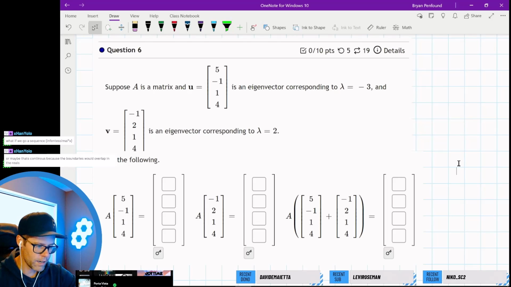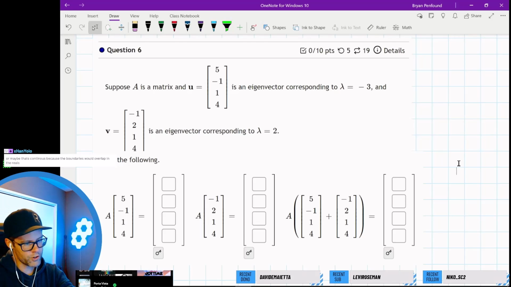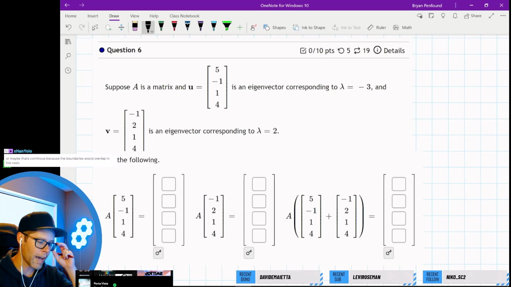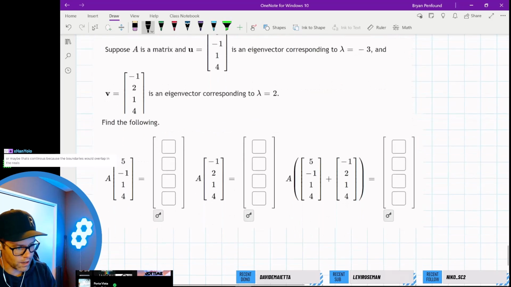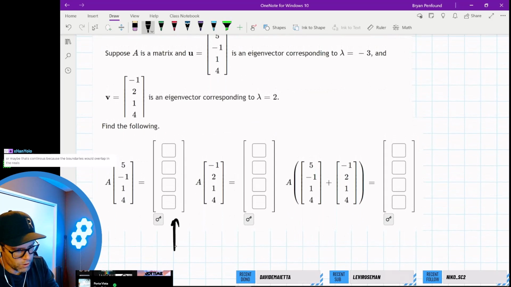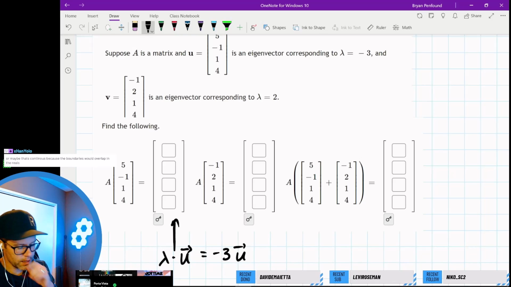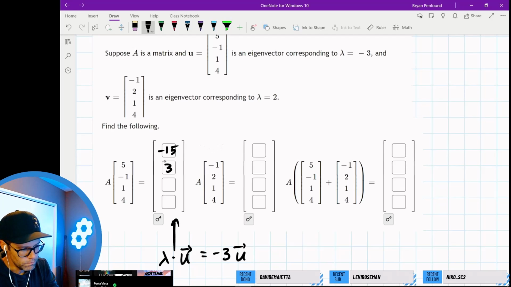So question 6, suppose A is a matrix and u is an eigenvector corresponding to lambda equals negative 3. v is an eigenvector corresponding to lambda equals 2. This is an interesting question. So A times the first eigenvector should be lambda times that vector. So here we need lambda times u, or we need negative 3u. So we need to take this vector and multiply it by negative 3. So negative 12. And similar story here. We need this to be 2 times v.